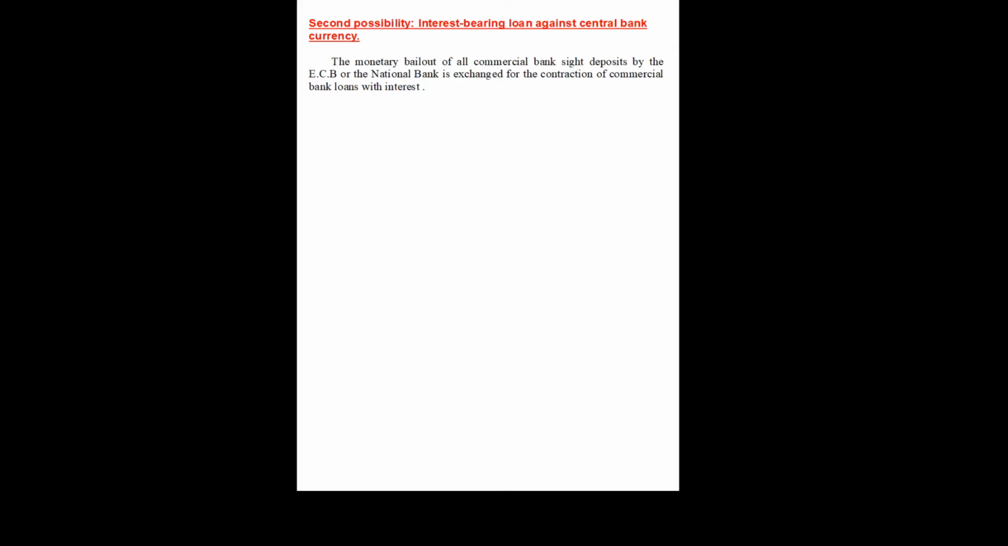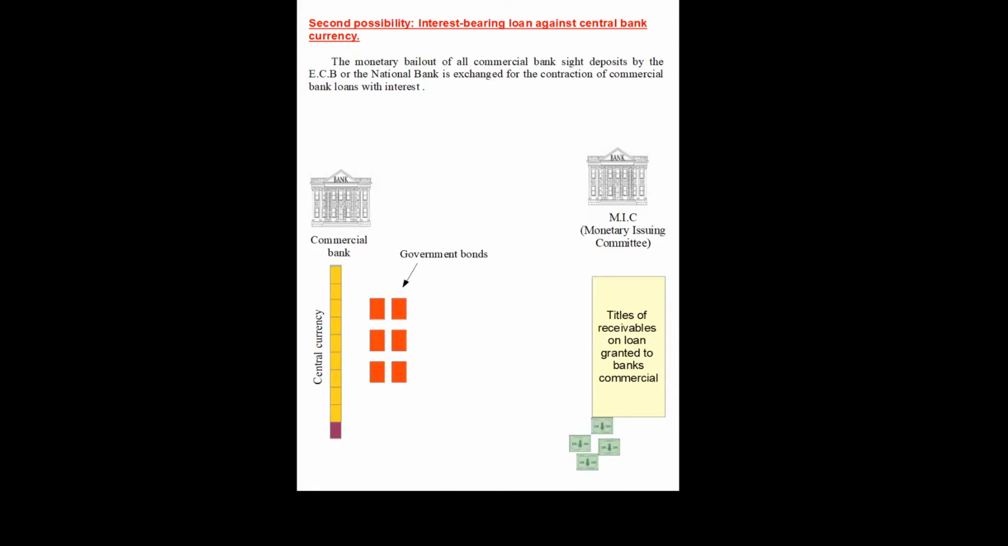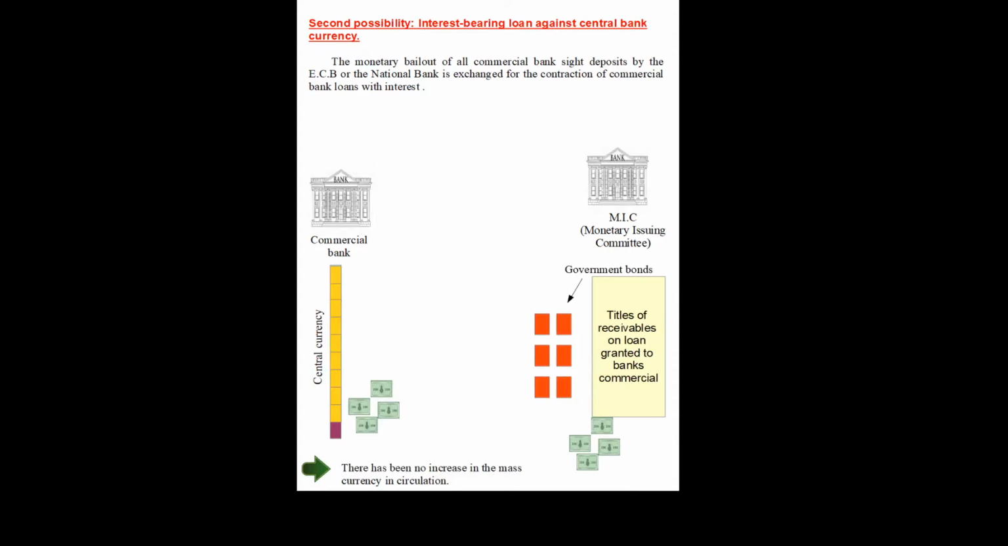The monetary bailout of all commercial bank demand deposits is exchanged for the contraction of commercial bank loans with interest. MIC would hold debt securities on these loans to commercial banks. As monthly repayments are made, MIC would purchase government bonds held by commercial banks. Again, there is no increase in the currency supply in circulation. In fact, 100% money prohibits commercial banks from creating currency through credit.